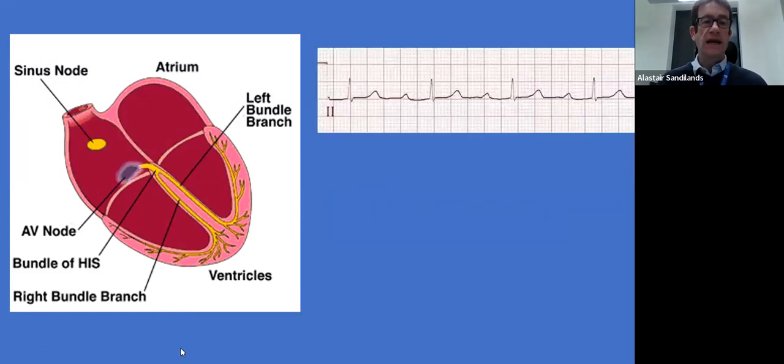When we get conduction delay into the AV node, the first thing we'll see is a prolonged PR interval. You can see here from the start of the P to the beginning of the QRS, we've got a markedly prolonged PR interval of about 360 milliseconds from the start of the P to the beginning of the R, and this is first degree heart block.